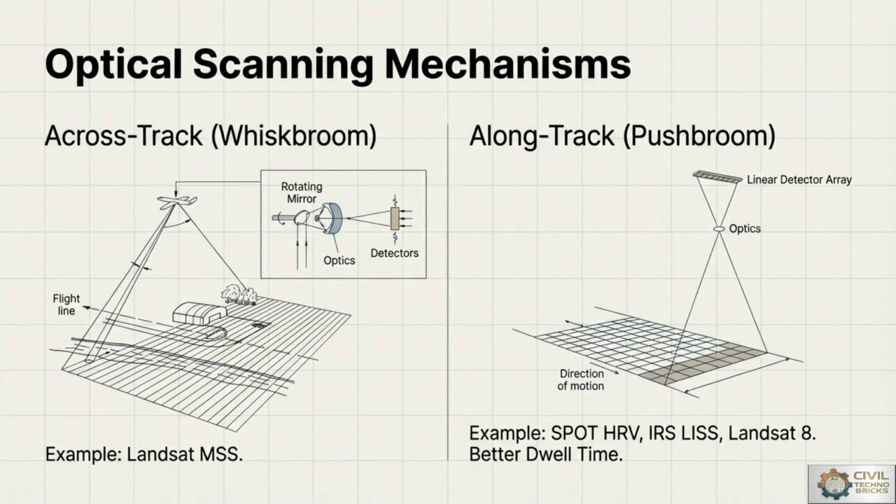Examples include Landsat MSS for whisk broom, and SPOT HRV, IRS LISS, Landsat 8 for push broom. So whisk broom and push broom are two optical scanning mechanisms or scanners available to scan the data with reference to the geodetic curvature. Across track is based on line by line scanning, but along track has a path to scan at a time.